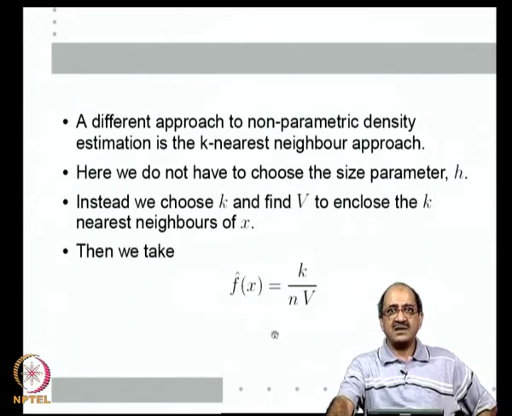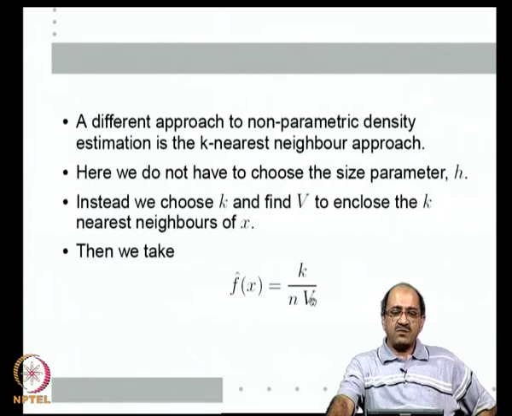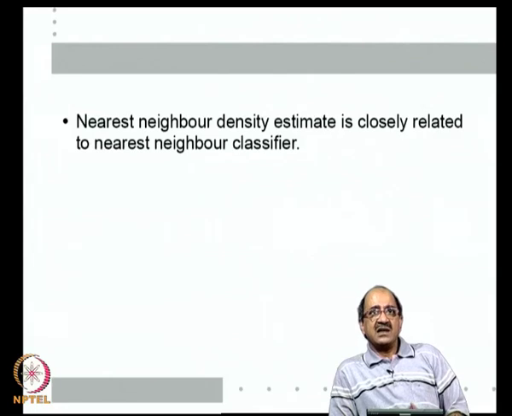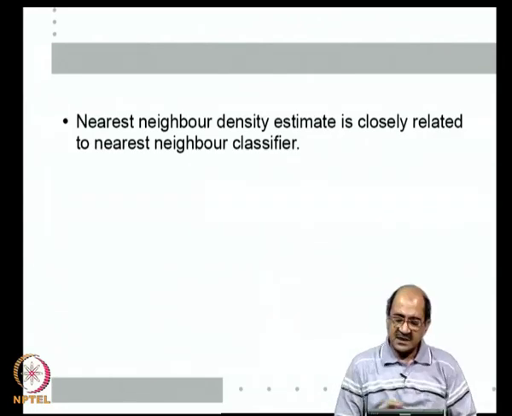Once again the estimate is the same, K by NV. So, we first choose K. So, given an x, I will ask where is the kth nearest neighbor, and I draw a sphere, a hypersphere to just enclose the kth nearest neighbor. Its radius will be the distance from x to the kth nearest neighbor, that will be the value of V, and then this will be my k nearest neighbor density estimate. Okay. What we would like to consider in this is one interesting relationship between such a nearest neighbor density estimate and the nearest neighbor classifier.